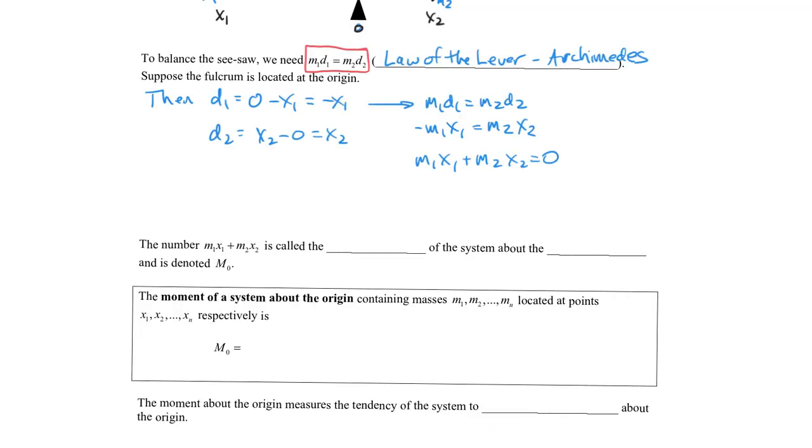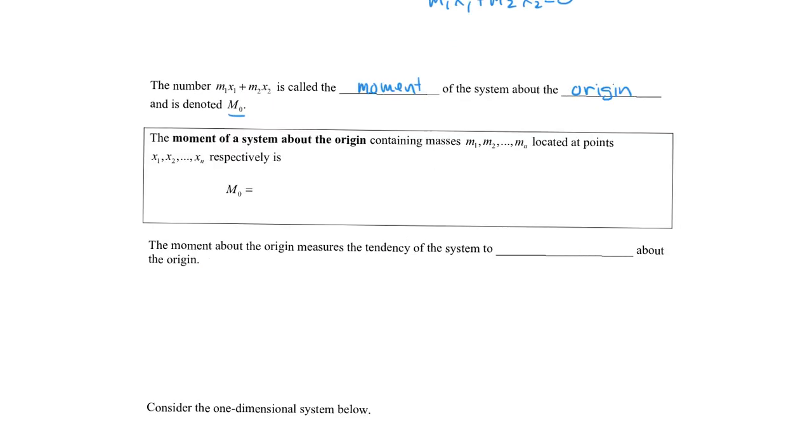Okay, and then this right here, this number is called the moment of the system about the origin, and is denoted by m sub 0. We can define this moment about the origin this way.